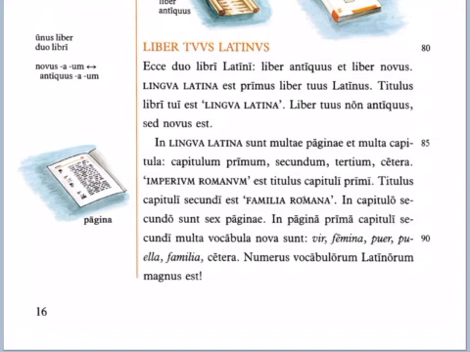In lingua Latina sunt multae paginae et multa capitula. In lingua Latina there are many pages. Pagina is page, right? We see that in the margin in the picture. Et multa capitula, and many chapters. So capitulum is a neuter word, so capitula is the plural. Capitulum primum, chapter the first. Secundum, the second. Tertium, the third.